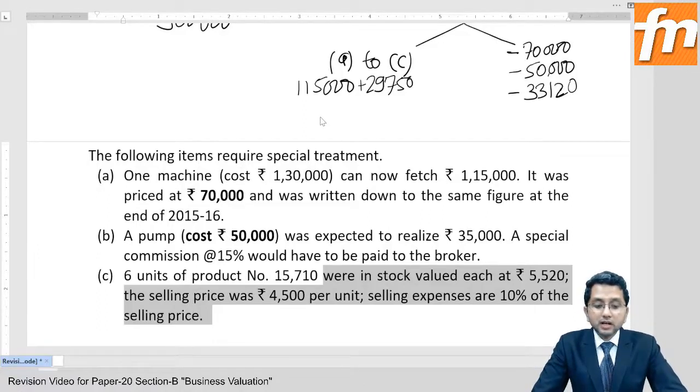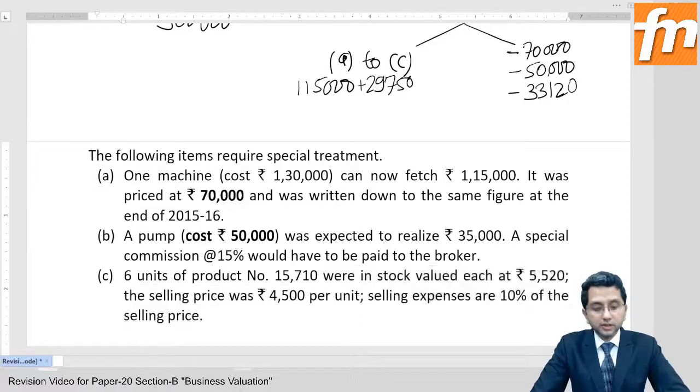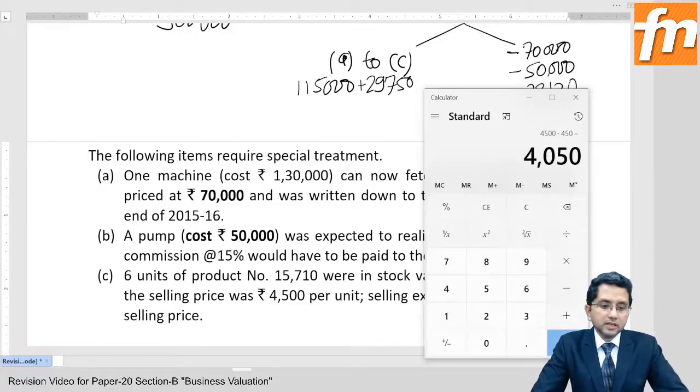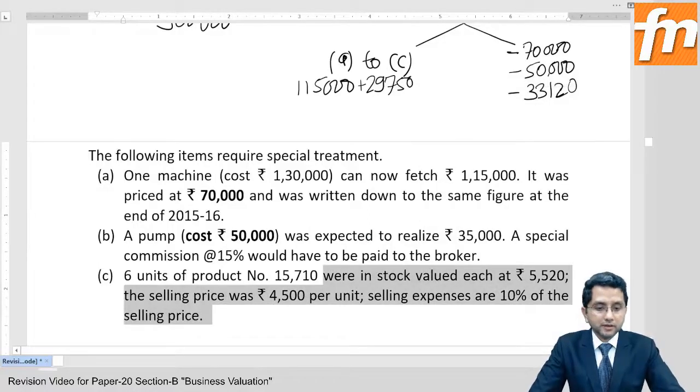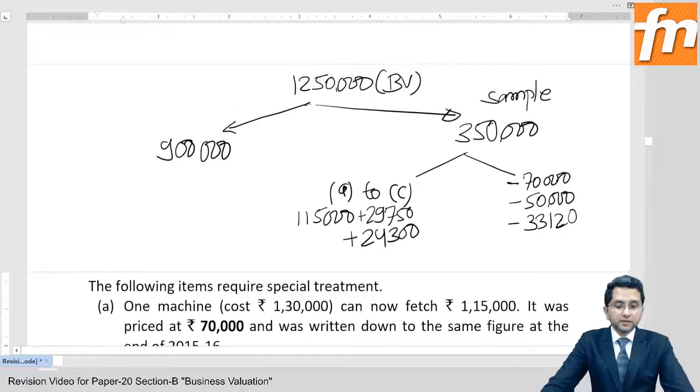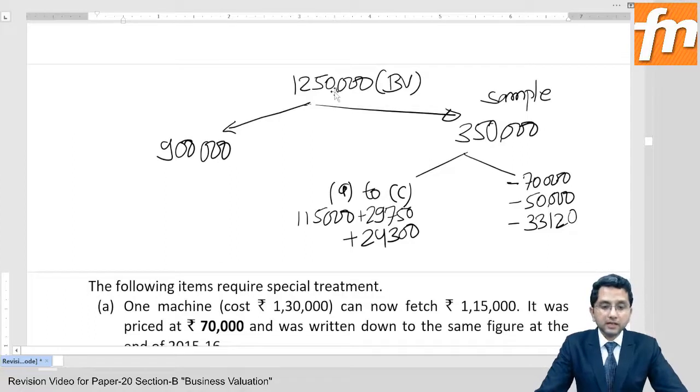Selling price is just 4,500. On top of it, 10% selling commission is also there. So 4,500 minus 10% is 4,050. This is the realizable value. 4,050 into 6 is 24,300. So here I should add 24,300. So my dear friend, your inventory book value is 12,50,000.